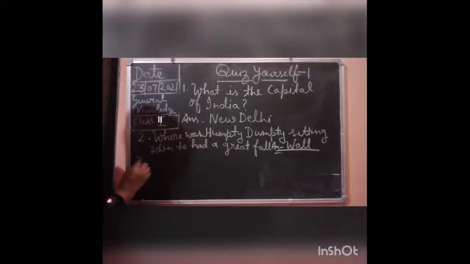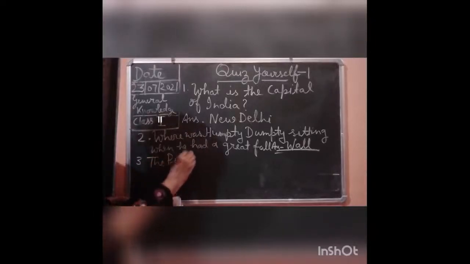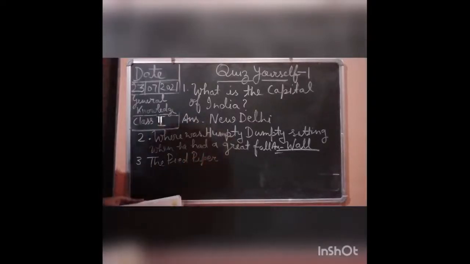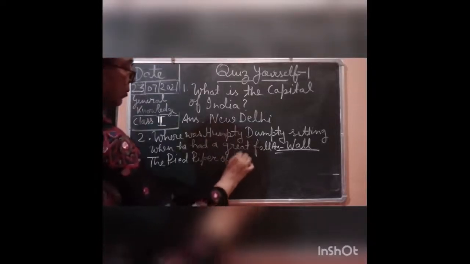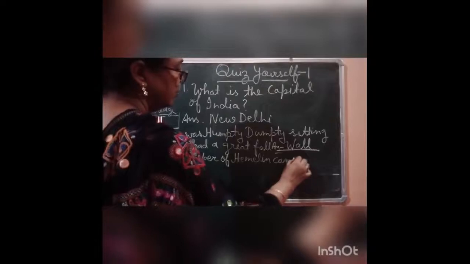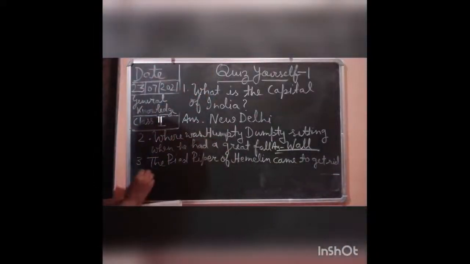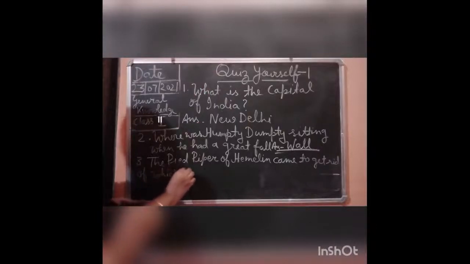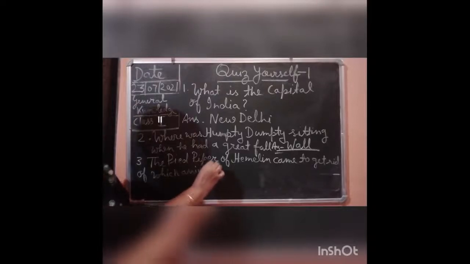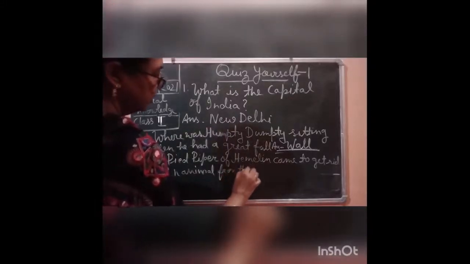Now we are moving to the third question, children. The third question is, the Pied Piper of Hamelin came to get rid of which animal from the town? From the town, children.